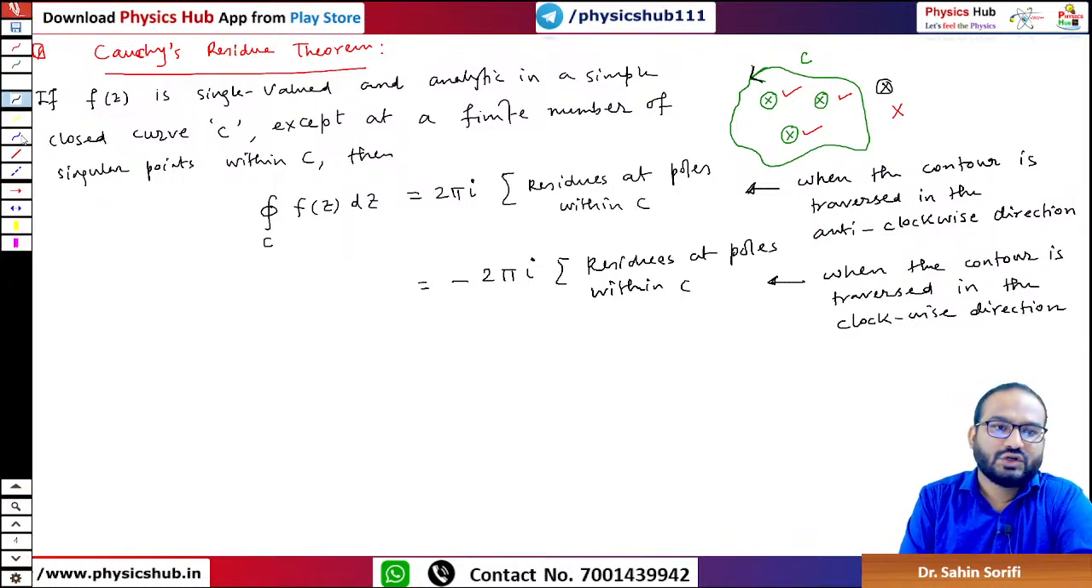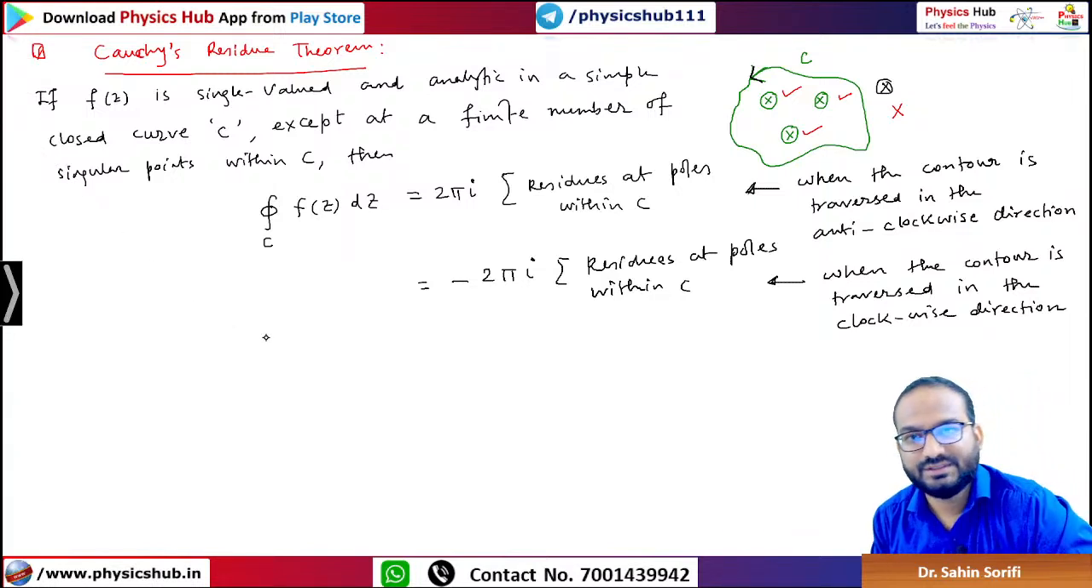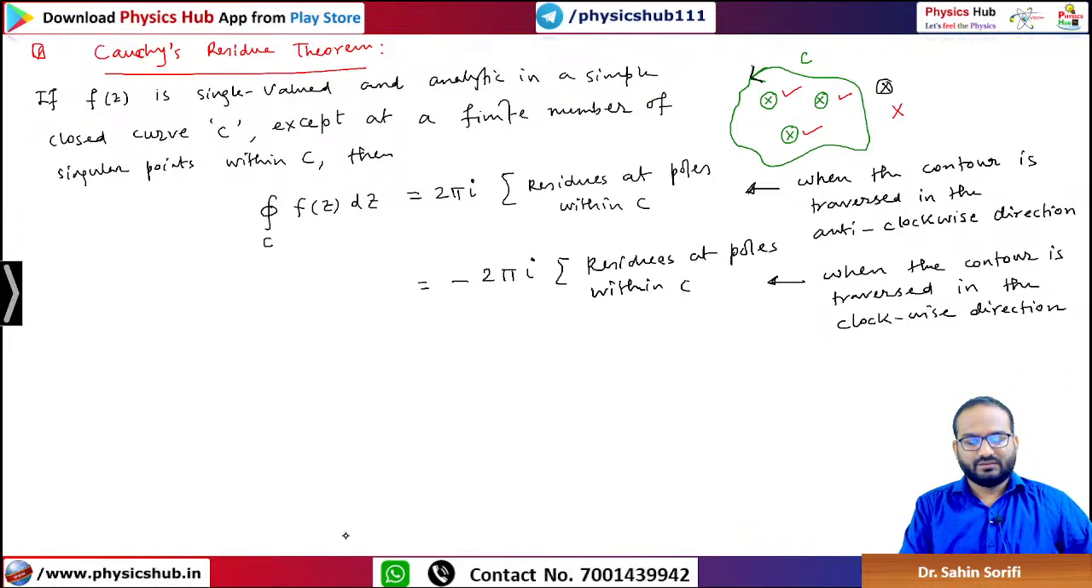Now there is a strong relation between the residue at infinity and some other poles. What I want to say, and this is an important point: let's say we have a complex function f of z.